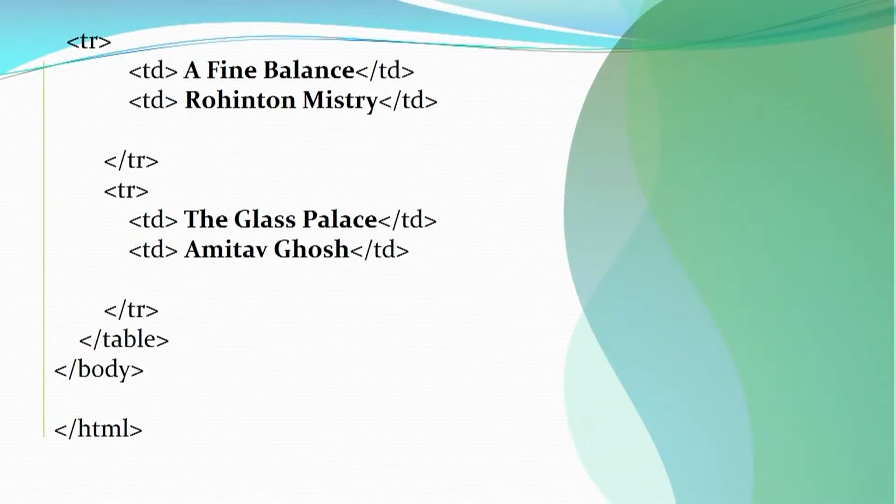So here we used 3 rows: the first row for table headings and another 2 rows for data values with 2 columns each. As you can see, we opened and closed the tr tag 2 times, with values for them using td tags. Then we will close the table tag also, and finally body and HTML.